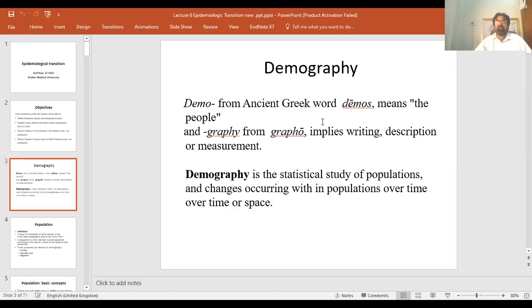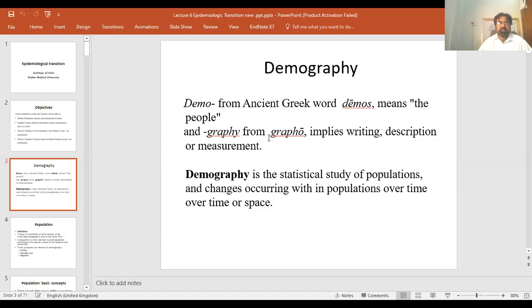First, the demography. Demo from the ancient Greek word demos means the people, and graphy from grapho implies writing, description, or measurement. So demographic in this sense is the statistical study of population and changes occurring within population over time or space. What does that mean? A statistical study of population and changes within population over time. Statistical study of population, or the scientific study of population, and what are the changes?